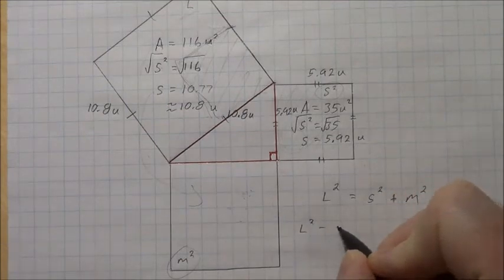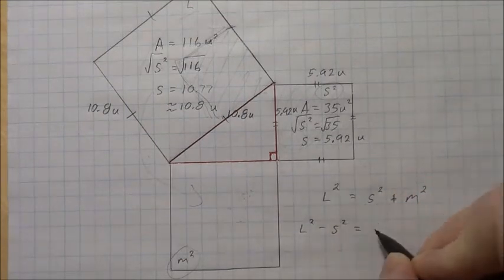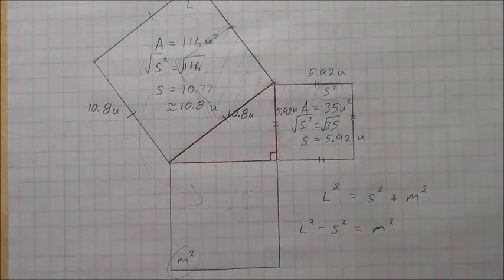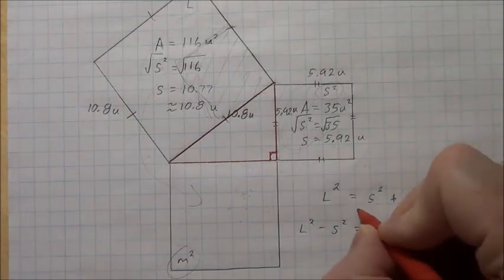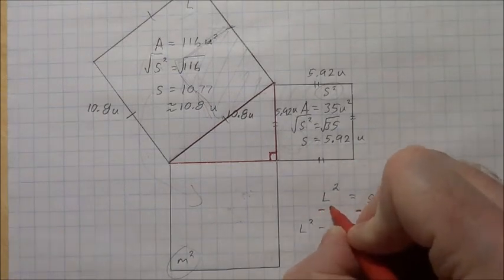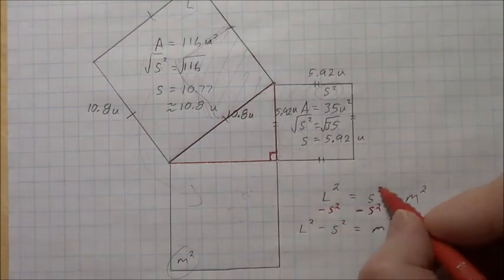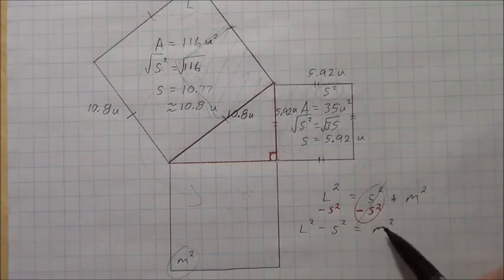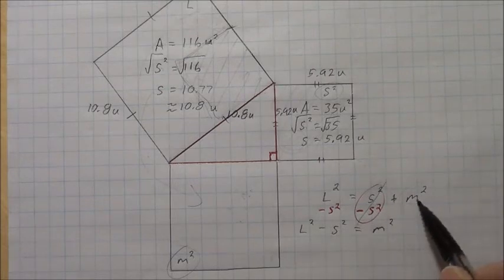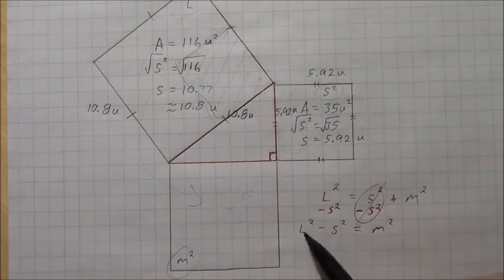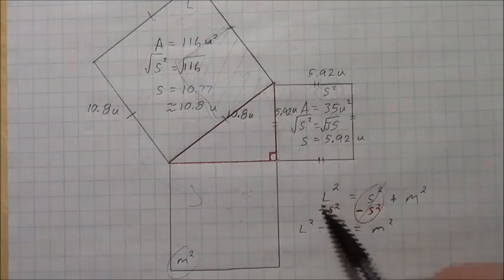So I have to subtract the areas, and because it's an equation, we have to do the same thing to both sides. So I'm going to first form a zero pair by subtracting s squared from both sides. And so s squared minus s squared gives me 0, which leaves me with just m squared on the right side of the equal sign. And then I've got l squared minus s squared.